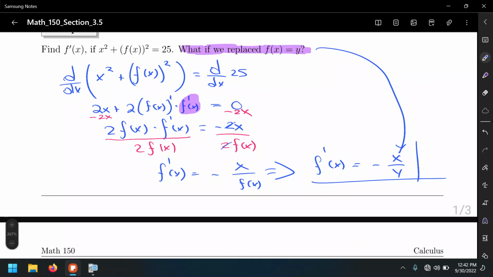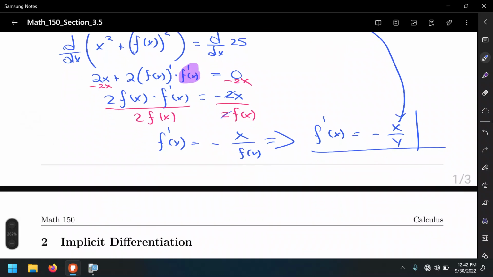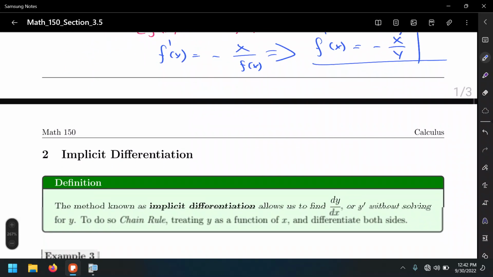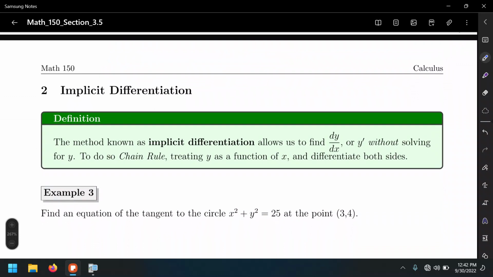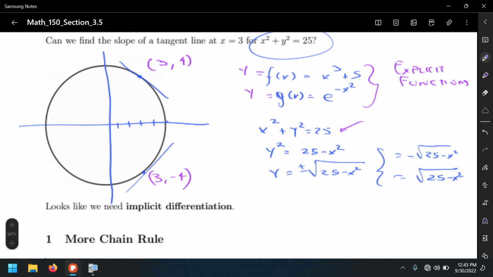Now let's give a definition for this implicit differentiation. So that's the next topic over here. The method known as implicit differentiation, in this case, is going to permit us to find the derivative dy/dx of y prime without solving the equation for x, like in the previous case, at the beginning of the problem. So at the beginning of the problem, what did we do?